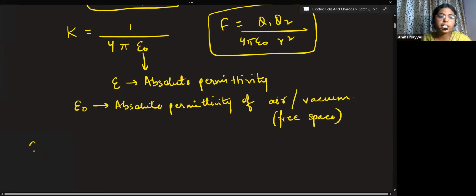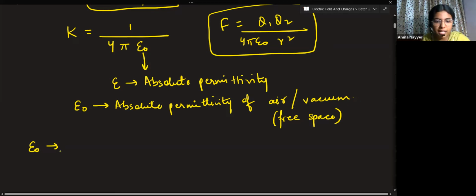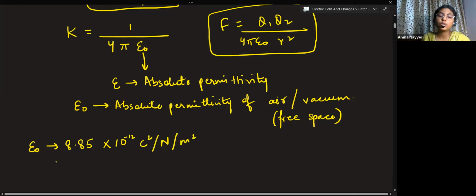One more thing that you have to remember before moving into the details: the absolute permittivity of free space means this quantity for air, and the value is 8.85 into 10 to the power minus 12 Coulomb square per Newton per meter square. This also you have to remember.